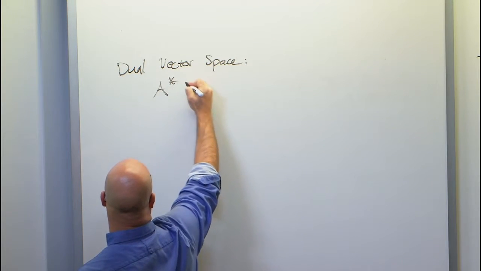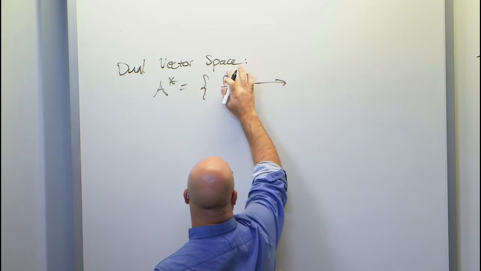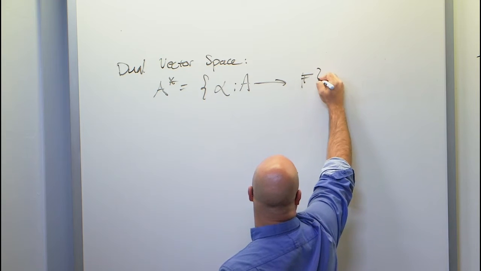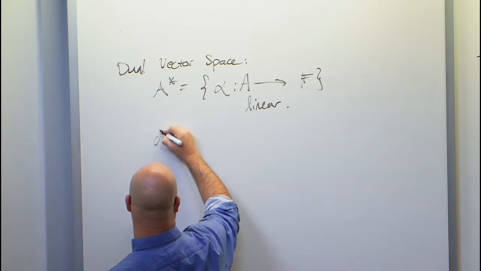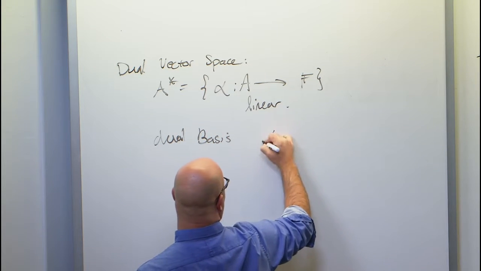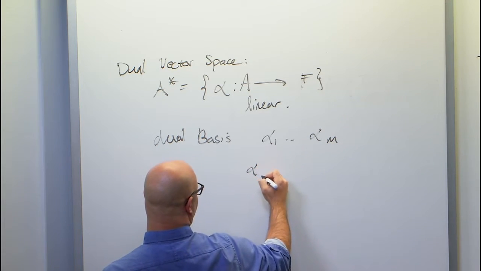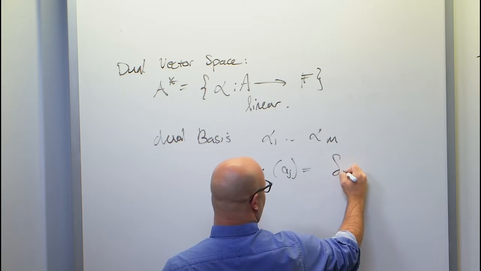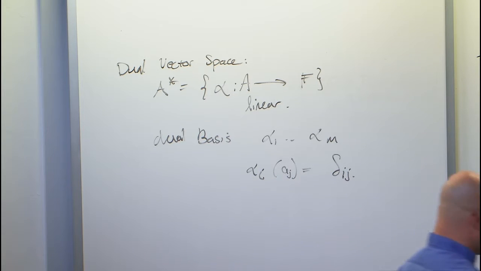So A star is just the linear maps. I prefer to write them alpha to the ground field. And then we have dual basis, alpha 1 to alpha m. And we have the duality: alpha I of aj is just the Kronecker delta function delta ij. So dual bases, dual vector spaces.